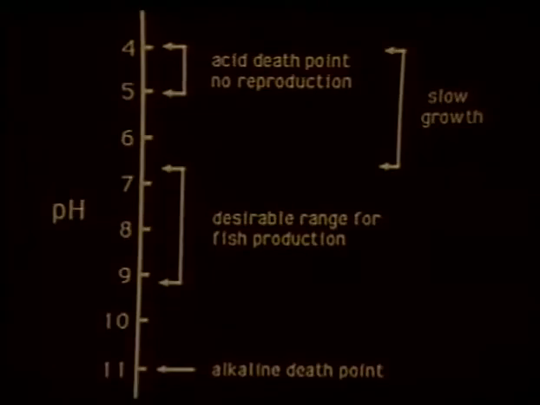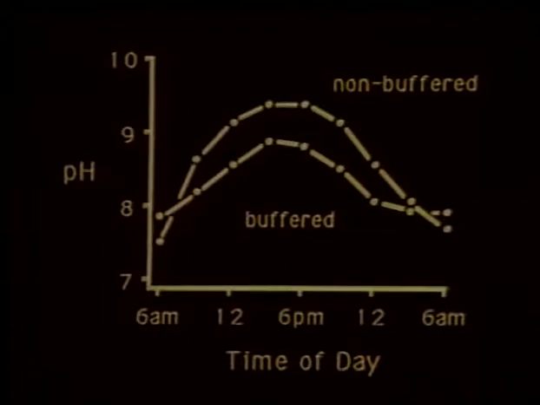Fish are sensitive to extreme values of pH. The acidic and alkaline death points for most fish are approximately pH 4 and 11, respectively. However, slow growth may occur in moderately acidic and alkaline waters. In waters which are not buffered sufficiently, the pH may remain at these values for long periods of time, thereby inhibiting growth. In properly buffered ponds, the pH will remain between approximately 6 and 9 most of the time. This range is desirable for fish production.